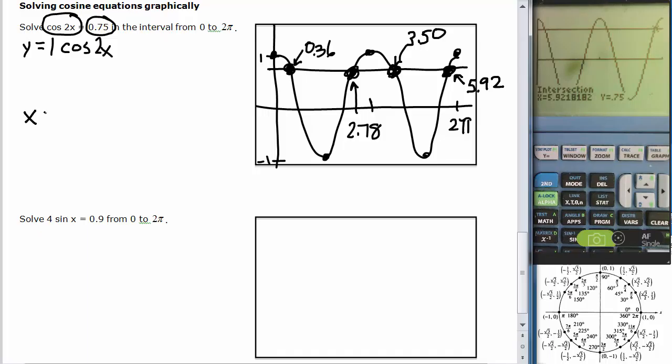So for your solution, we're going to write down all of these coordinates. X can equal 0.36 or 2.78 or 3.50 or 5.92. These are all valid answers.